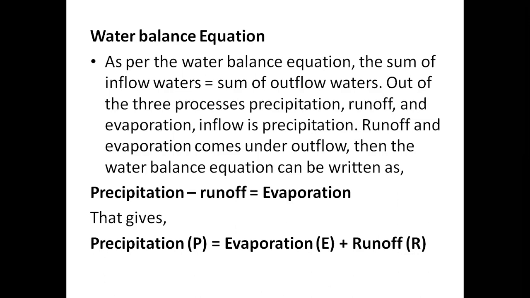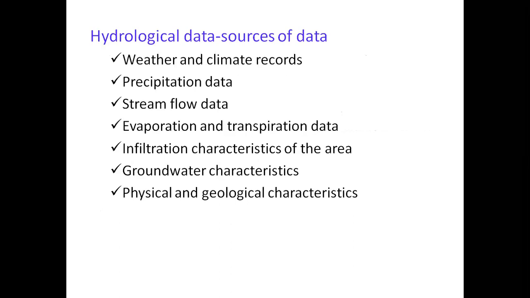Now, the hydrological data and the sources of data. Already previously we discussed clearly what the hydrological data are, but here we mention the sources of data. What are the sources of data? Collecting the hydrological data: weather and climate records is one of the sources of the data. Precipitation data is a source of data. Stream flow data is a source of data. Evaporation and transpiration data are also useful. Infiltration characteristics of the area is one of the sources of the data. Groundwater characteristics, physical and geological characteristics are also sources of the data for hydrological data.